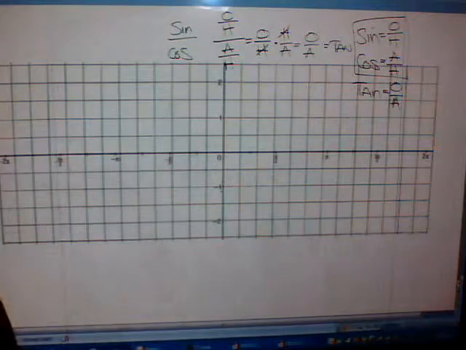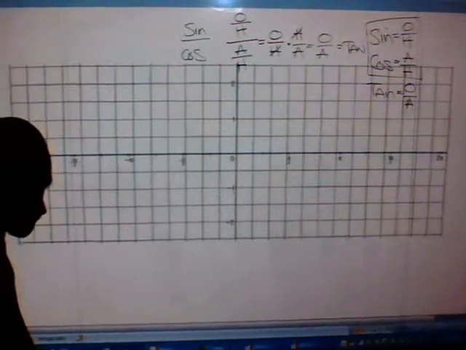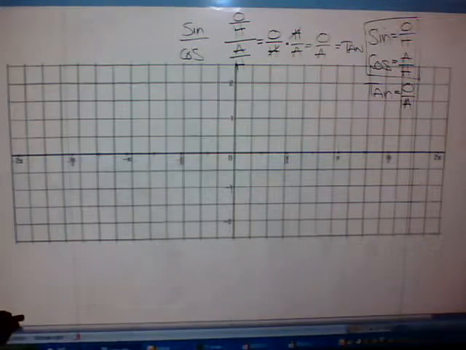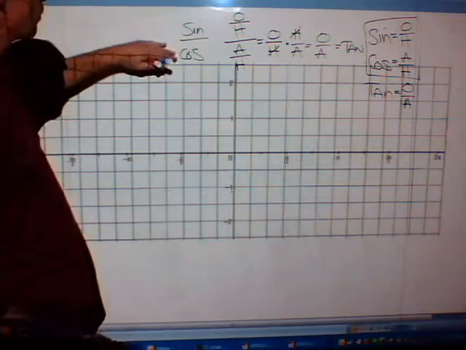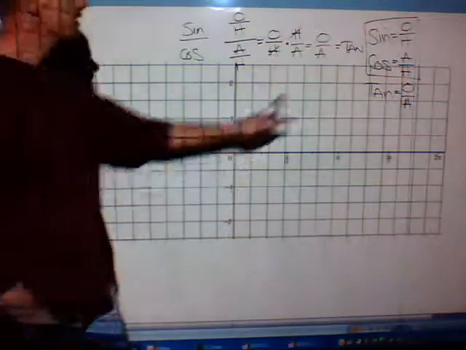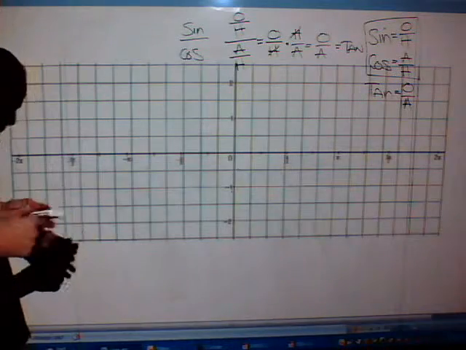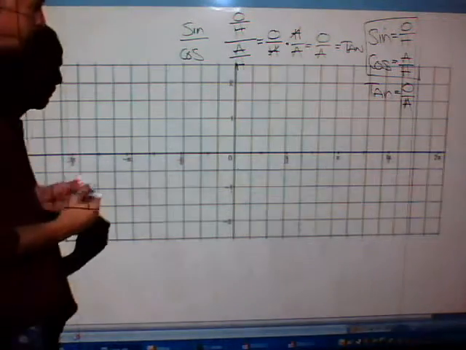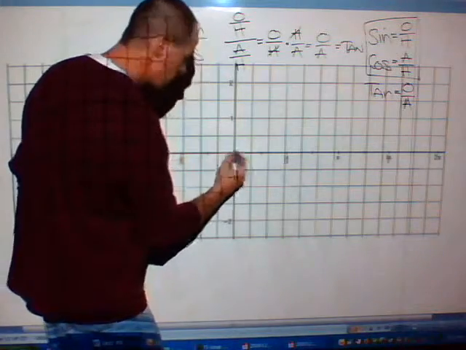Okay, so on this graph here, what we're going to do is graph both the sine and the cosine graph. Because remember, the sine over the cosine is the tangent. So let's start by putting the sine graph on. Okay, so we're going to start with sine.